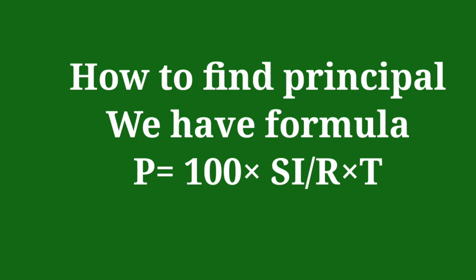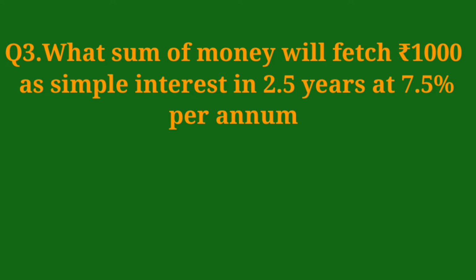Now, new thing you are going to know. How to find principal. We have a formula. Principal equals 100 into SI by rate into time. What sum of money will fetch rupees 1,000 at simple interest in 2.5 years at 12.5% per annum?